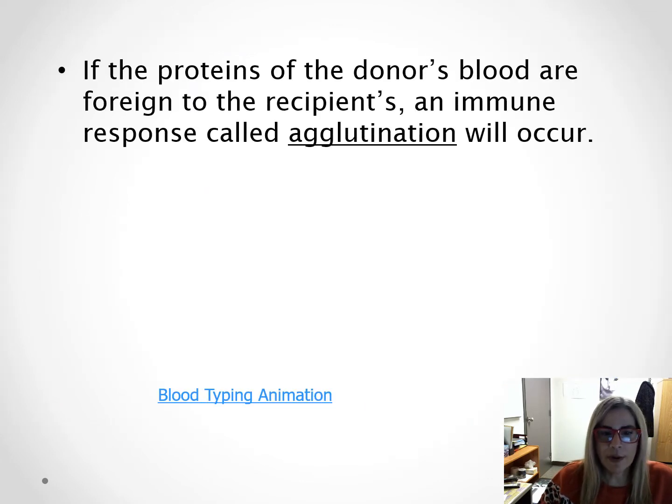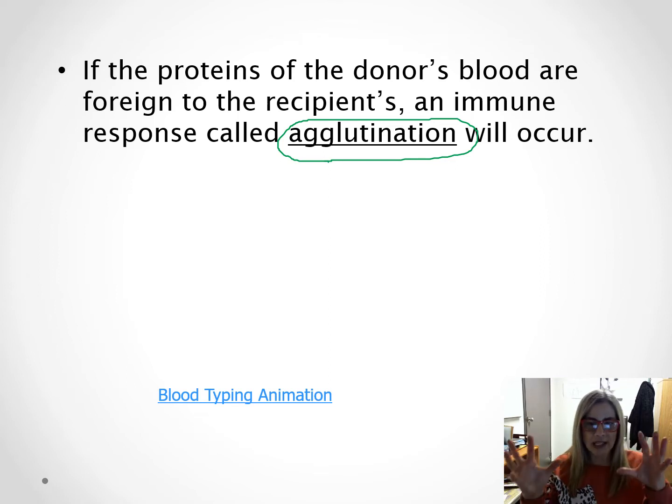So if the protein or the glycoprotein or the antigen, whatever you want to call it, of the donor's blood is foreign to the recipient, then we have an immune reaction called agglutination, which will occur. So what this means is if a person who had type A blood, for example, accidentally received a transfusion from a donor who was type B blood, agglutination would happen because the person who has the type A blood would make antibodies against those B red blood cells.